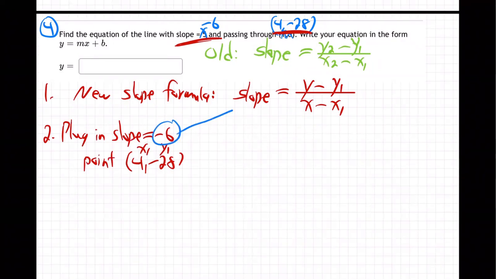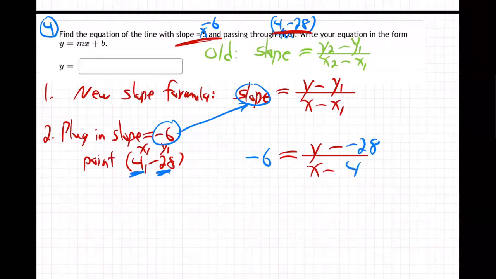So the slope, -6, goes right here. So it'll become -6 equals, and then I'll put my line, and then it's going to be y minus, x minus, and then you plug in, this is x1, this is y1, so the 4 goes here, and the negative, so watch your signs there. See, I'm plugging in 4 and -28, and so when you plug in the -28, it's minus and negative, so it's going to actually become positive, isn't it?